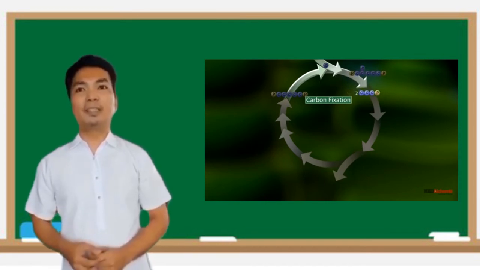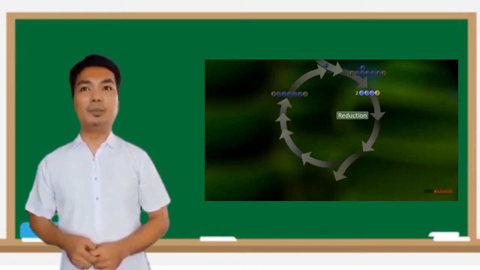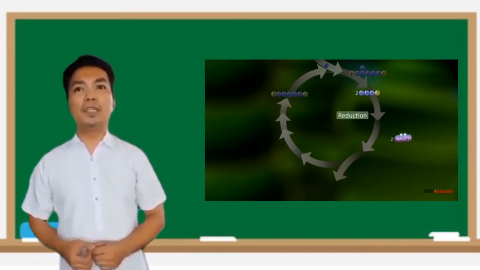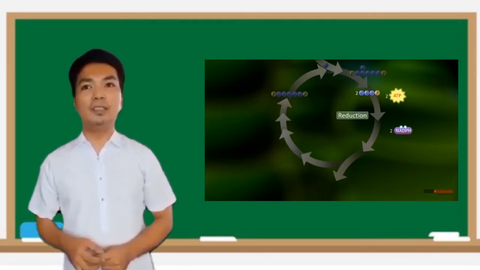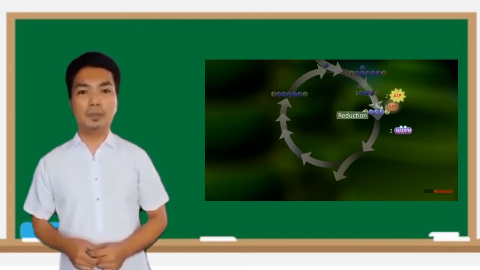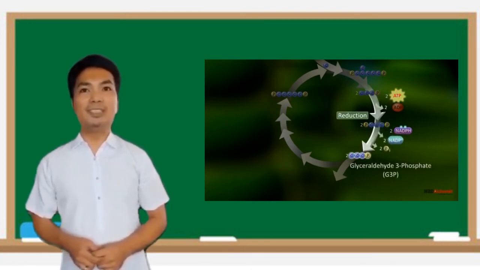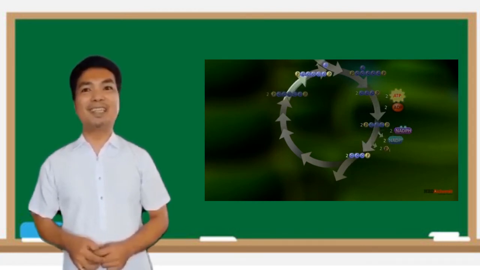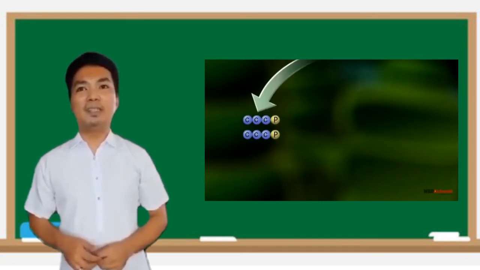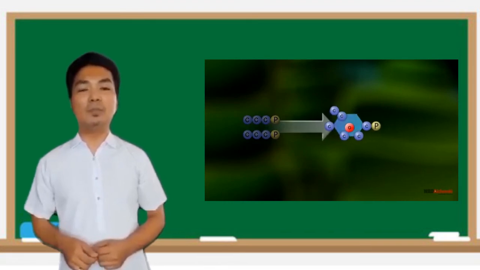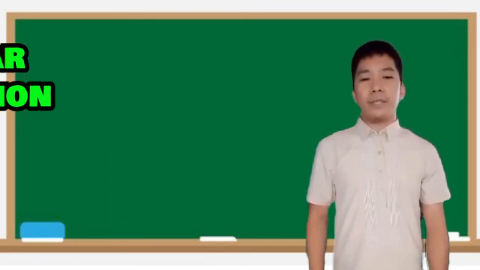Third, the 6-carbon sugar that results is unstable. It splits into 2. Fourth, a series of reactions occur where ATP and NADPH donate energy and matter to create a molecule of glucose. Fifth, the carbon sugar originally used is regenerated and the cycle turns again with another carbon dioxide. And last, it takes 6 turns of the cycle to make one molecule of glucose. Let us now discuss cellular respiration.